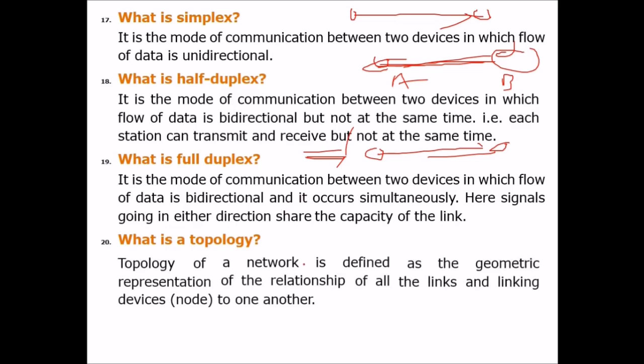What is topology? The topology of a network is defined as the geometric representation of the relationship of all the links and linking devices to one another. How they are linked, how they are communicating. So a graphical representation, as you can understand, is a topology. But there are standards for topology also.